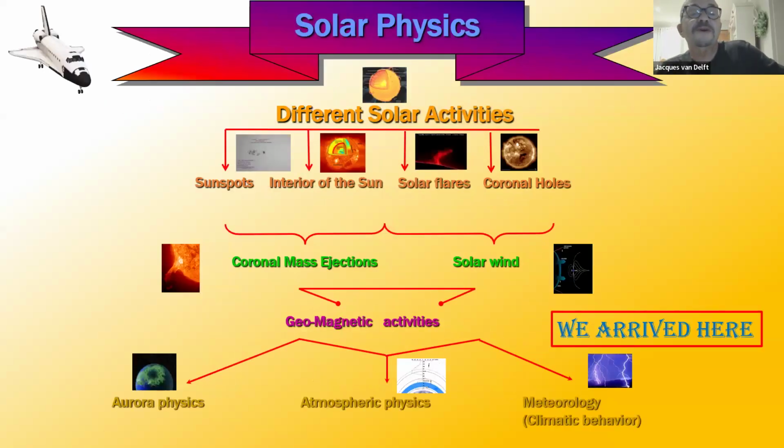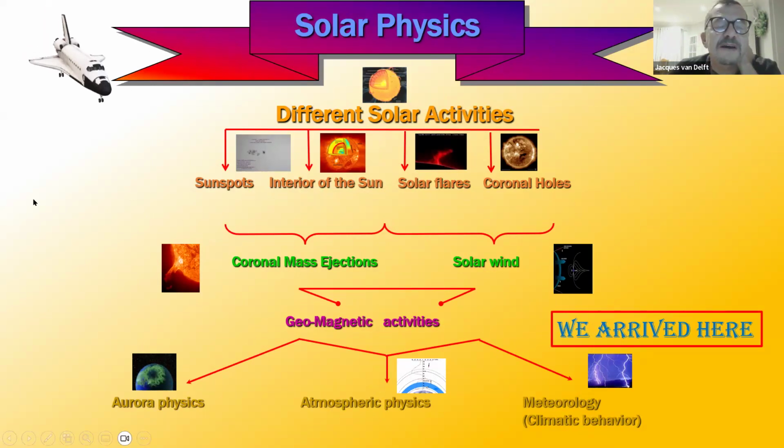I hope you enjoyed those auroras. Now we are seeing a slide. This is my projection of my study. I actually started with the solar activities, and now that we know what sunspots, the inside of the sun, solar flares, coronal holes, coronal mass ejections and solar winds are, we can go closer to the Earth. So let's buckle up and come down to Earth again.